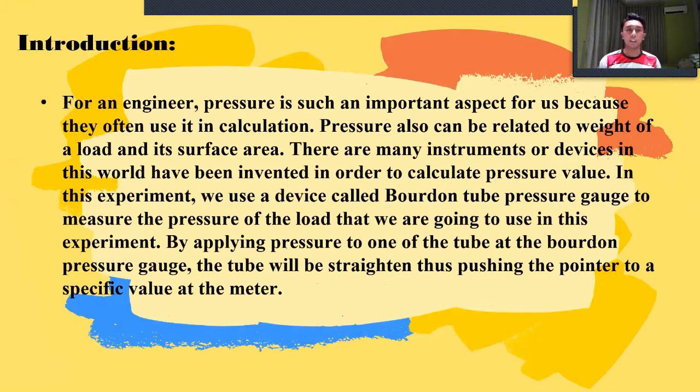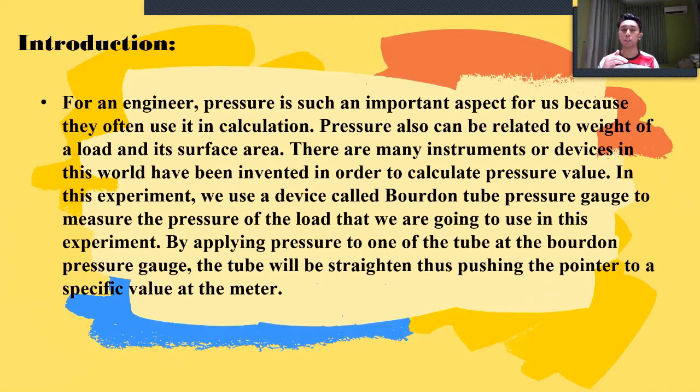In this experiment, we use a device called a Bourdon tube pressure gauge to measure the pressure of the loads that we are going to use. When we use the Bourdon tube pressure gauge, we get the gauge pressure. We use it by applying a pressure to one of the tubes in the Bourdon pressure gauge. The tube will be straightened, thus pushing the pointer to a specific value on the meter.